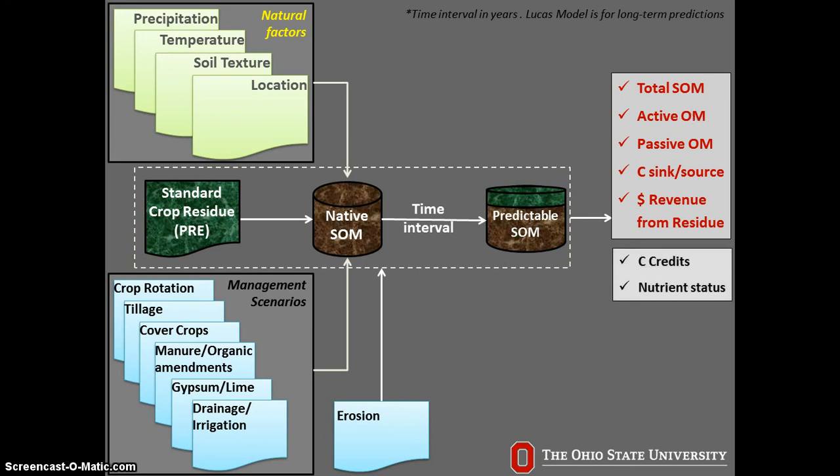Some of the additional outputs of this tool are the carbon credits or the CO2 sequestration, or loss that you may see because of change in organic matter content of the soil, and then also the change in nutrient status of the soil because of the organic matter content change.